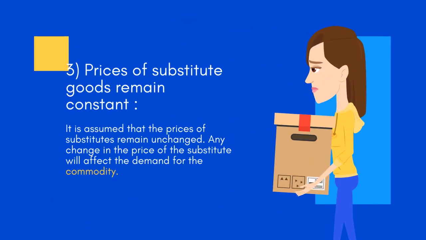3. Prices of substitute goods remain constant. It is assumed that the prices of substitutes remain unchanged. Any change in the price of the substitute will affect the demand for the commodity.